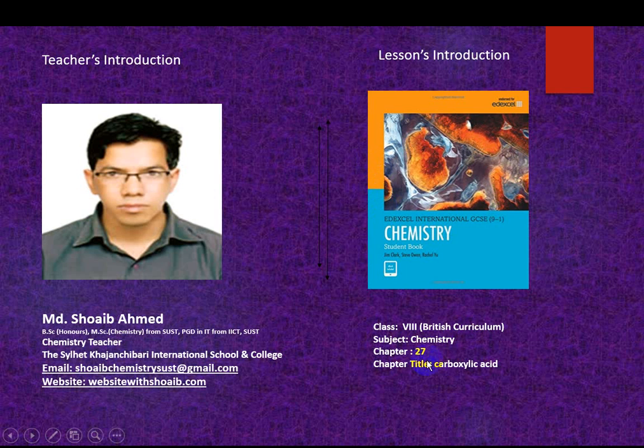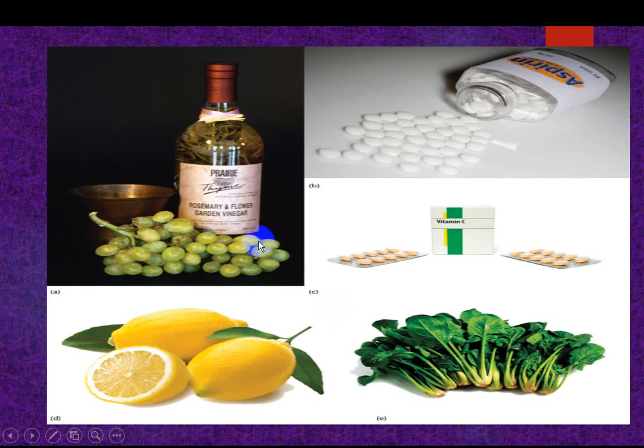Today's chapter is 27, carboxylic acids. Look, this is vinegar. Vinegar is used as a preservative, and look, aspirin. Aspirin is used as a medicine, and here is vitamin C, and this lemon. Which acid does lemon contain? Do you know which acid lemon contains? Citric acid. This is a weak acid.